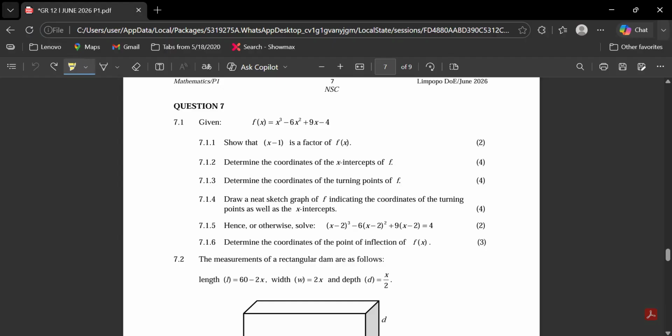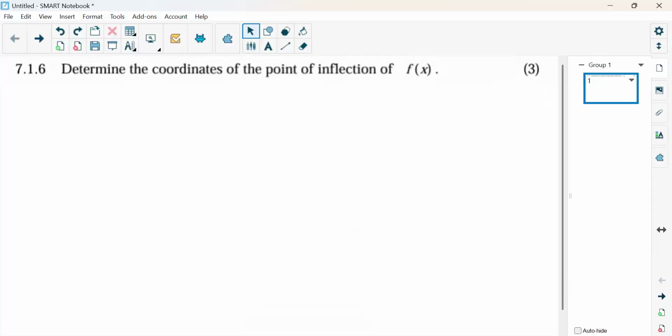We see the words point of inflection. A point of inflection is where the graph is not concave up and not concave down. There's a place where our graph is not looking upwards and not looking downwards. So we have to find that point.